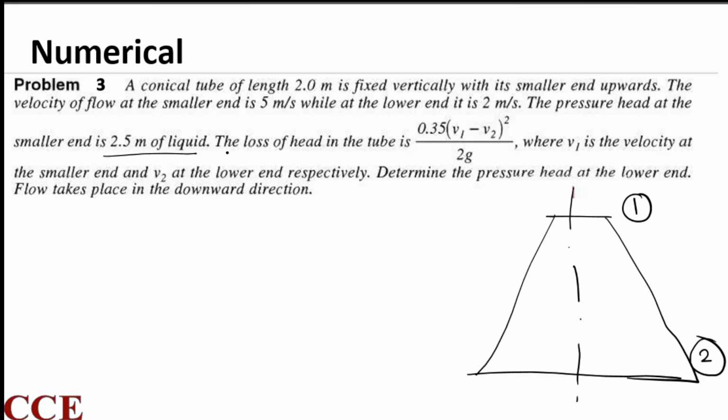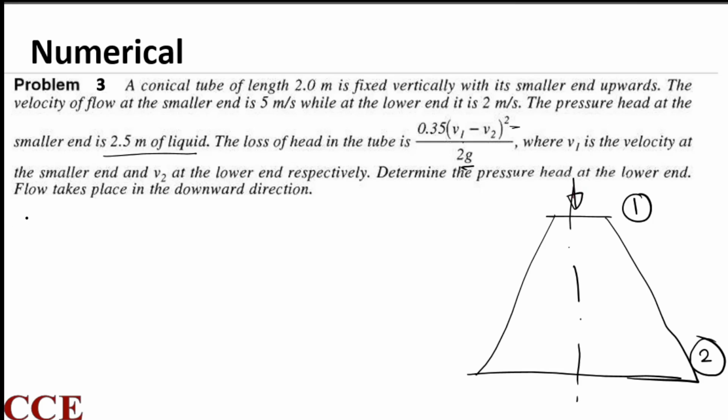Now this term is added. The loss of head in the tube is 0.35 times (V1 minus V2) whole square by 2g, where V1 is the velocity at the smaller end and V2 at the lower end respectively. Determine the pressure head at the lower end. The flow takes place in the downward direction.